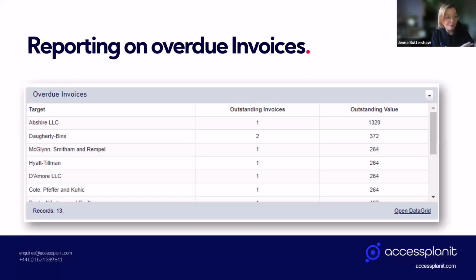In this particular gadget that we can see here, you can see a list of companies, so invoice targets, how many invoices they have outstanding, and the value of these outstanding invoices. So we've got our target, number of outstanding invoices, and the value of these outstanding invoices. I'll show you how this gadget was put together.